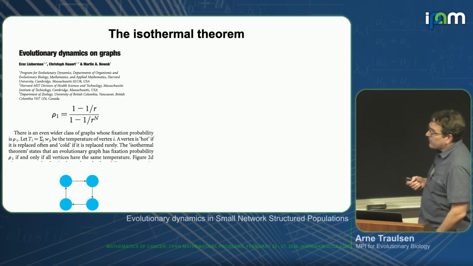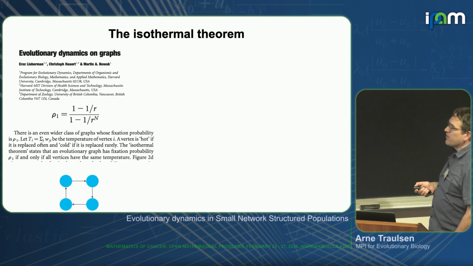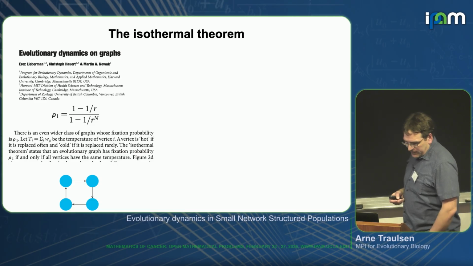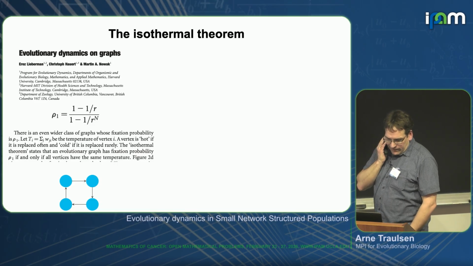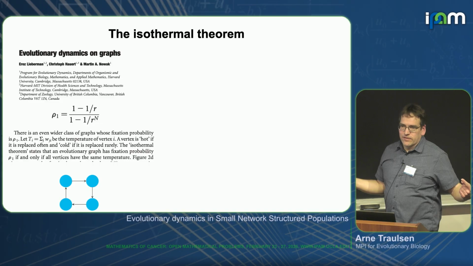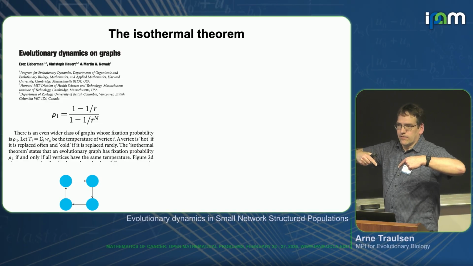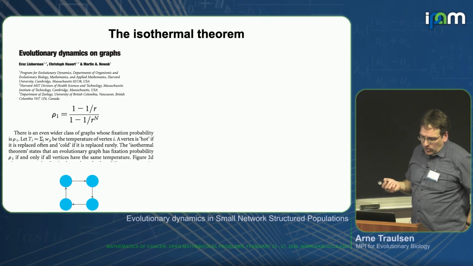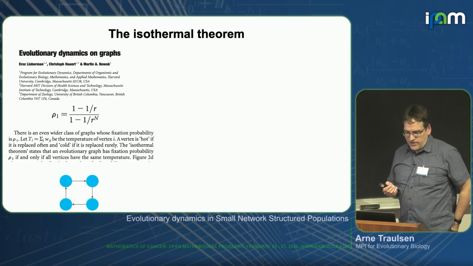So before I go into this, I briefly wanted to mention this isothermal theorem, and that's from this paper by Ares Lieberman. So you look at the fixation probability on a well-mixed population, and then they write nicely here, there's an even wider class of graphs whose fixation probability is rho 1, and then they define the temperature of the vertex as the sum of the weights of the incoming links of a graph. So they work in weighted graphs. For us, this is always 1, so you can think about the degree. And the vertex is hot if it's replaced often and cold if it's replaced rarely.